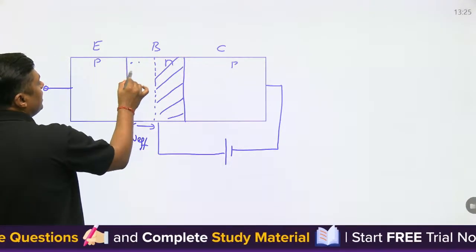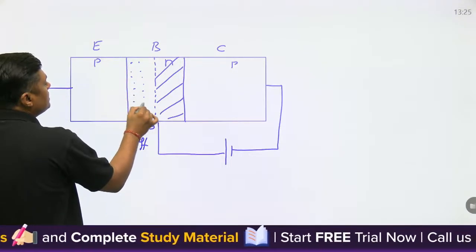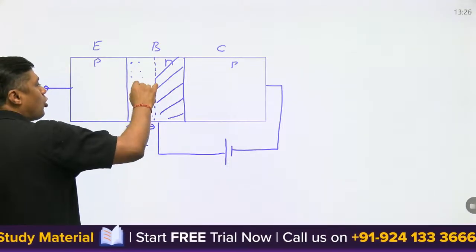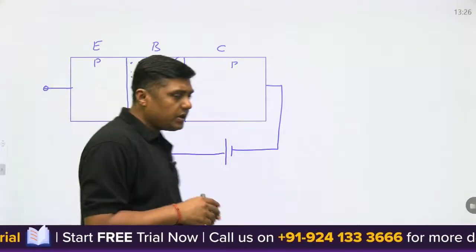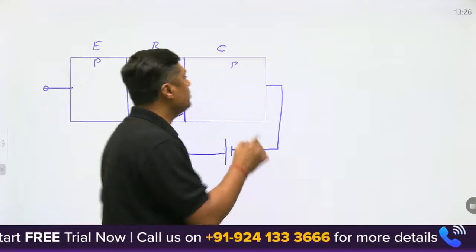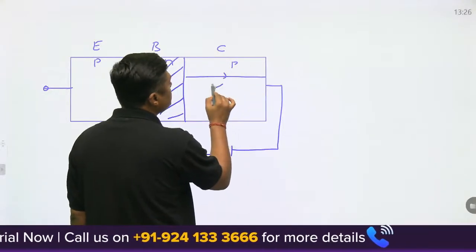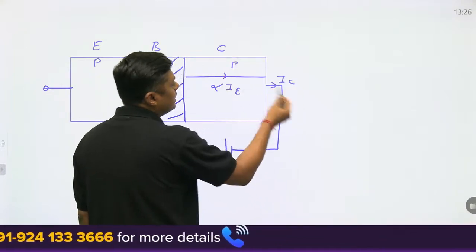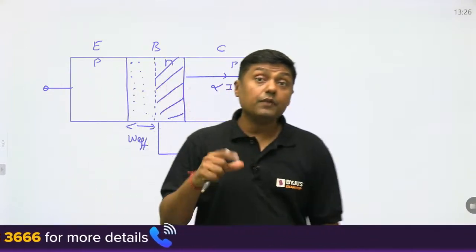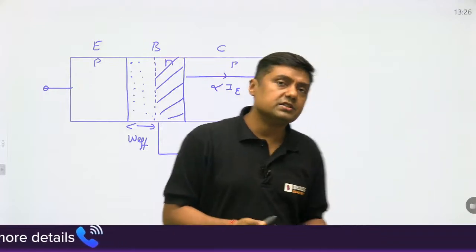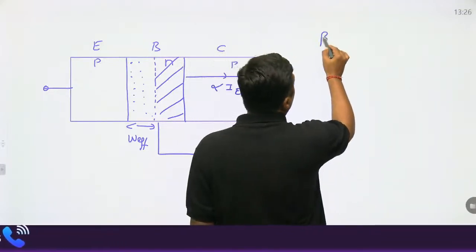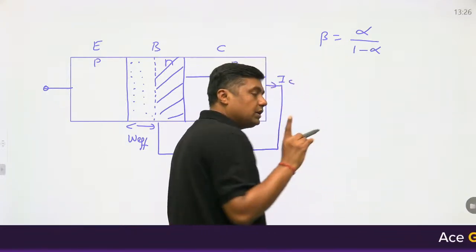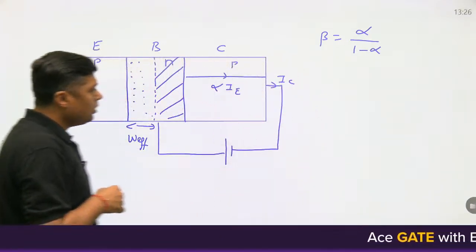Because here we are having the electrons. In the depletion region, there are no mobile charge carriers. When the hole enters, it will recombine in this region only. When the recombination decreases, the current entering this area increases. That is called alpha IC. Ultimately IC increases. And remember, if alpha increases, beta increases, because beta is alpha upon 1 minus alpha.